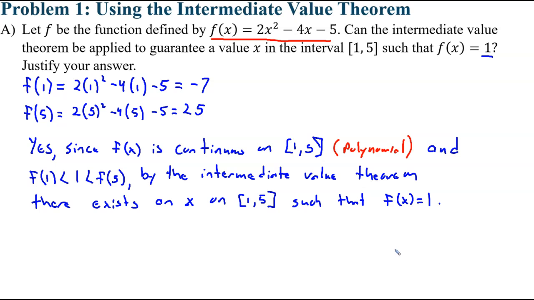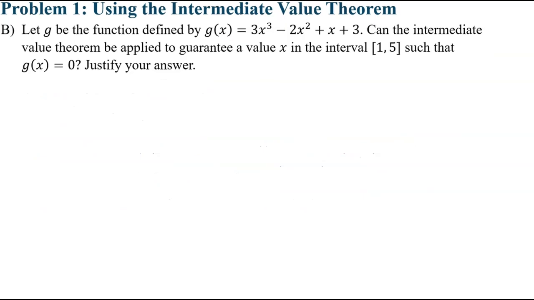All right, so there's how you justify the existence of that x value on that interval using the intermediate value theorem. All right, let's take a look at an example that actually doesn't have a solution. And again, we'll justify that using the intermediate value theorem.